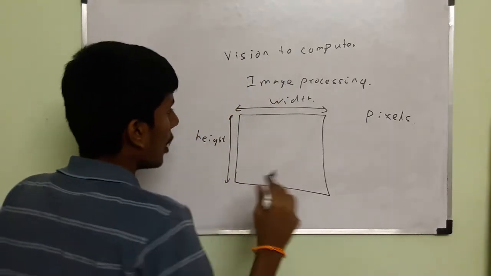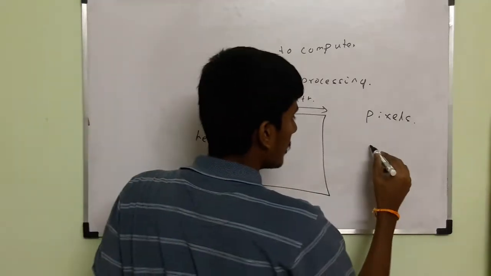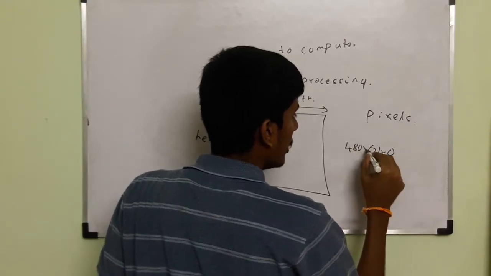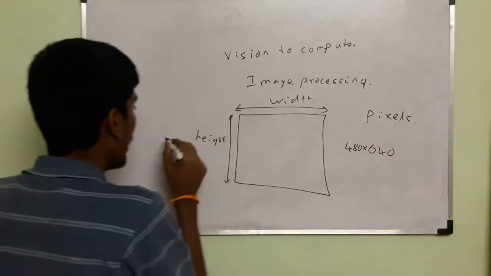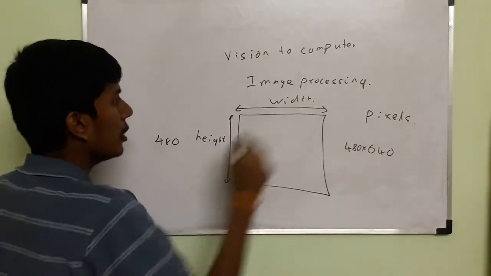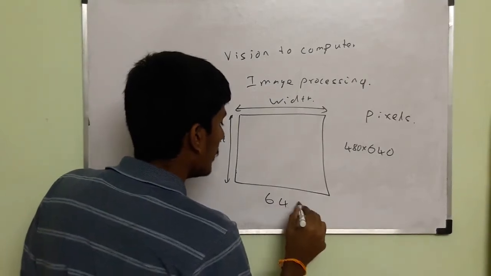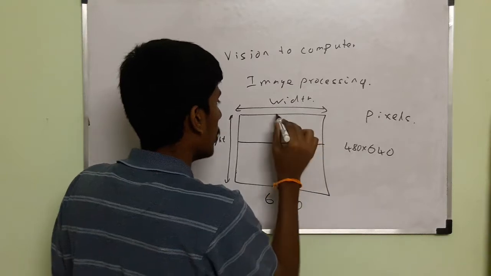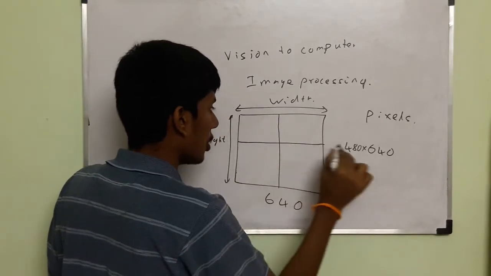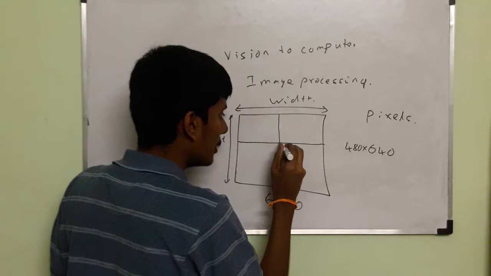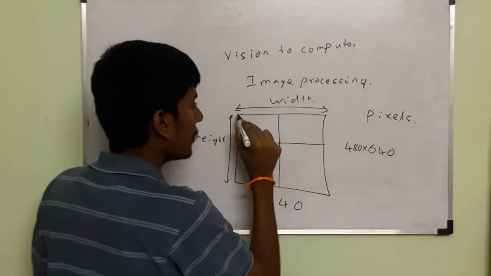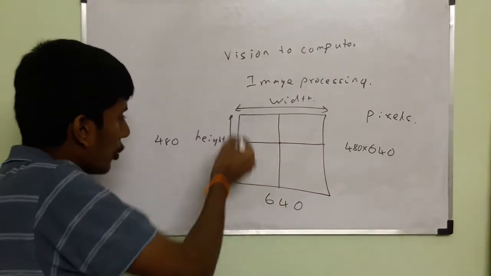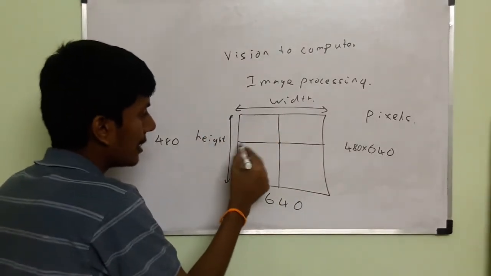Now let's say the dimension of our image is 480 by 640. The height of the image will be 480 pixels and the width of the image will be 640 pixels. One pixel will be the intersection of one row and one column. This is one row and this is one column, and the intersection of these is a pixel. There will be 640 pixels in each row, and there will be a total of 480 rows.